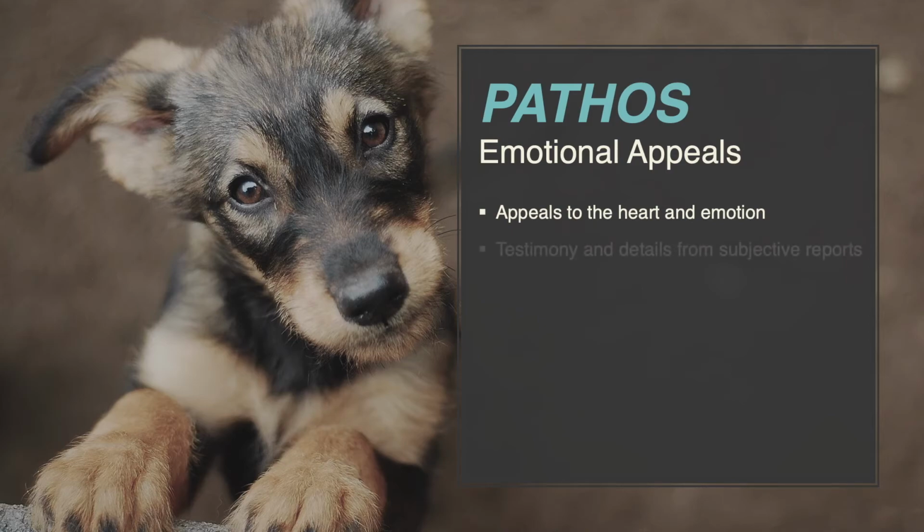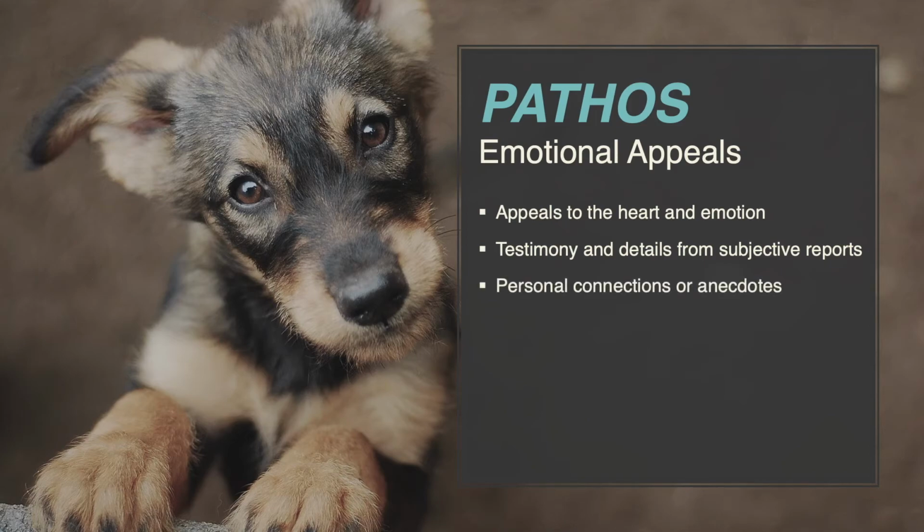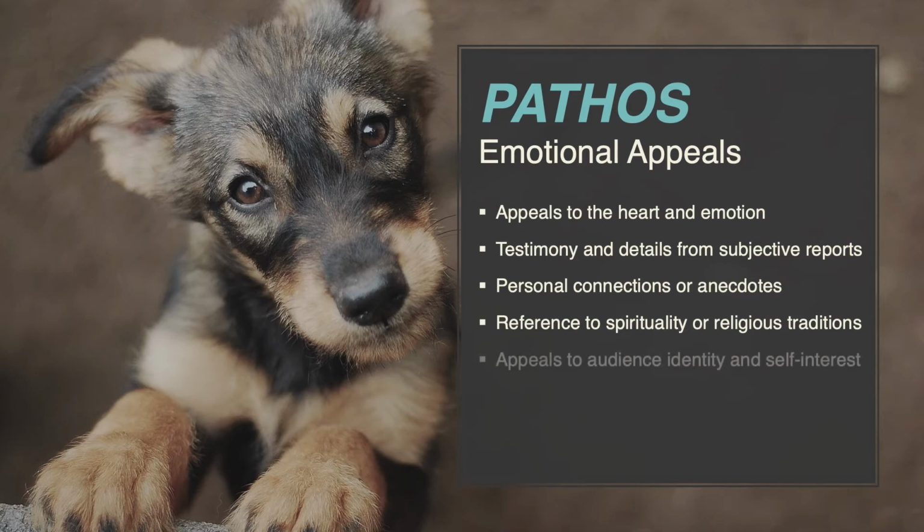We bring in more subjective reports. Perhaps we'll have testimony from people who have been affected by a problem. Authors can share their own experiences and personal connections, thus combining ethos and pathos. I should also mention that some things like dramatic statistics can make both logical and emotional appeals. Pathos can ask the readers to think about their own values, perhaps even tapping into things like spirituality or affinity groups and identity. These are the things that people are going to feel most strongly about. So you can be appealing to their sense of identity and their sense of self-interest.